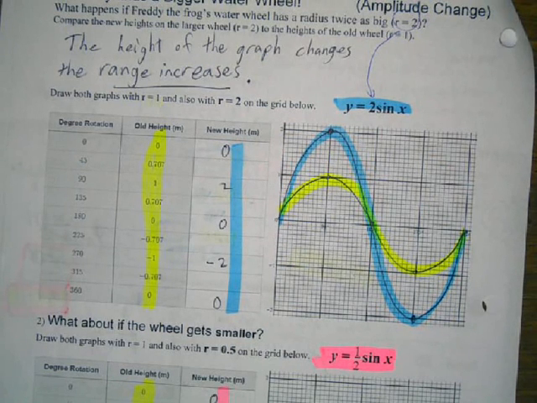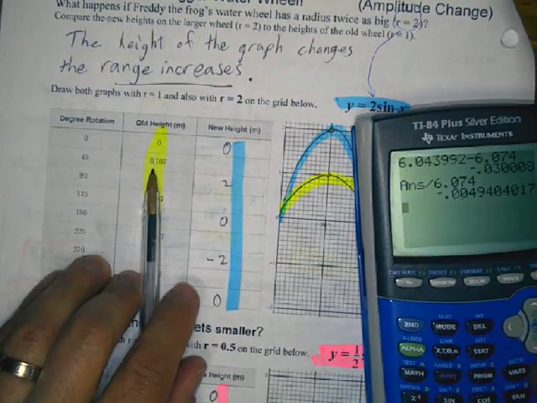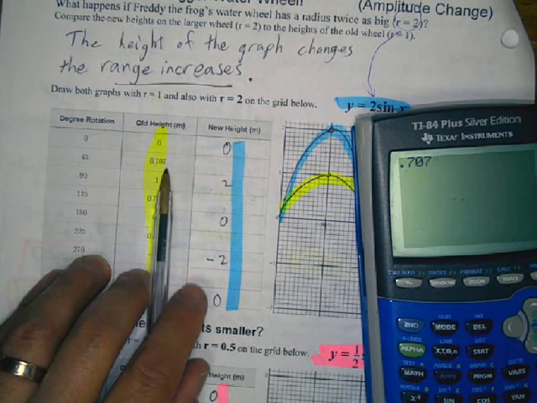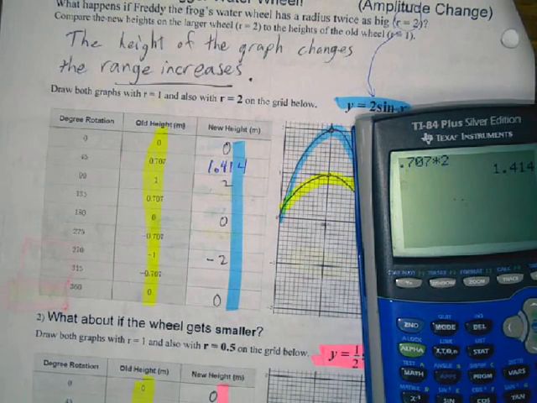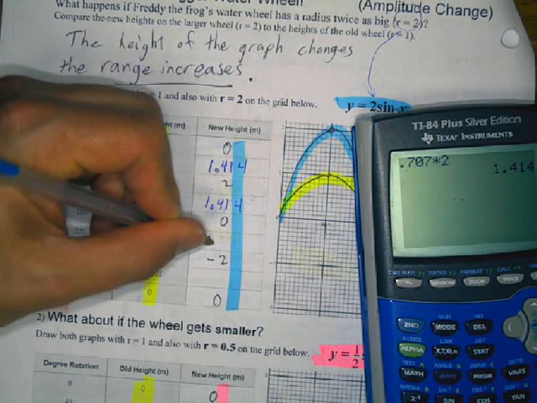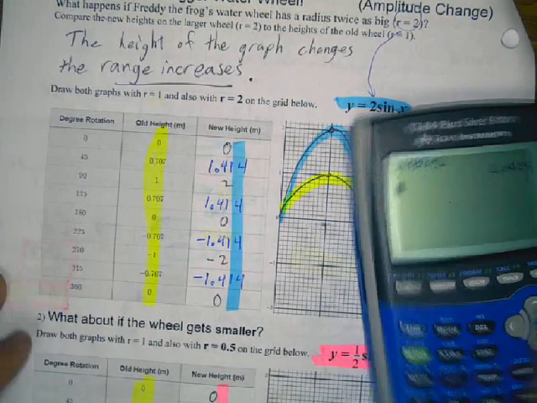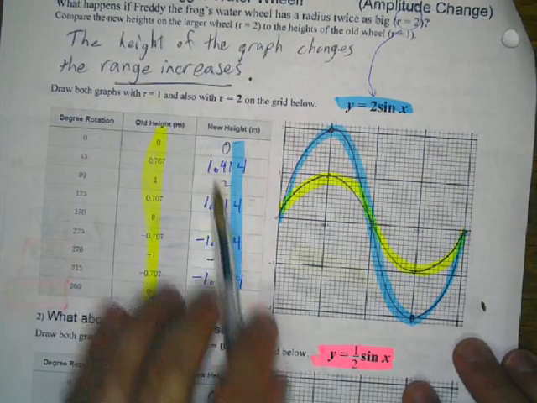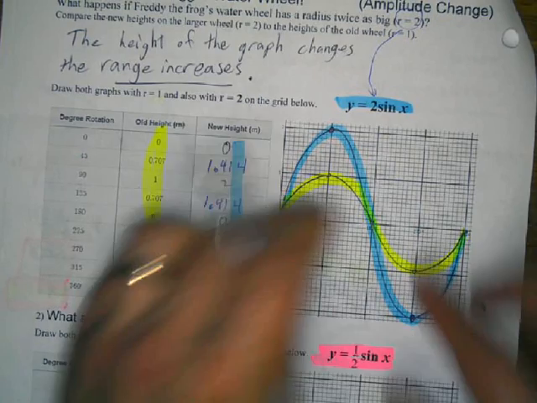I didn't fill out my table properly, but we can fill in the data here. If I multiply 0 times 2, I get 0. If I multiply 0.707 times 2, I get 1.414. And all of these are 1.414, negative 1.414, negative 1.414. But anyways, what this does is it makes the maximum a value of 2, and it makes the minimum a value of negative 2. So it kind of stretched and changed the range.